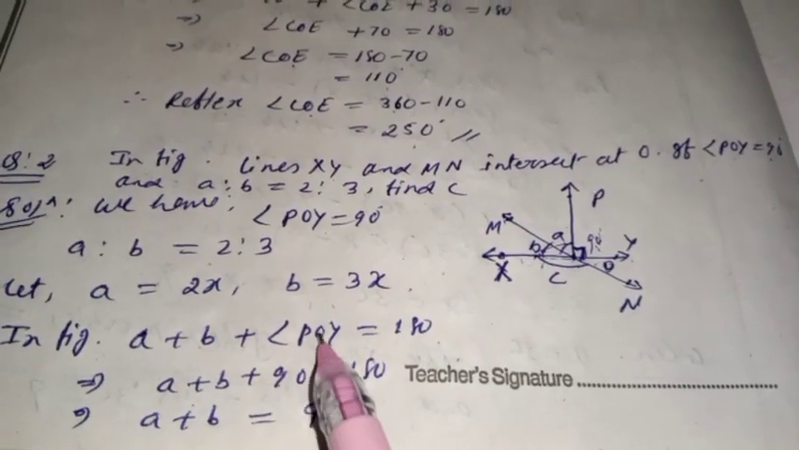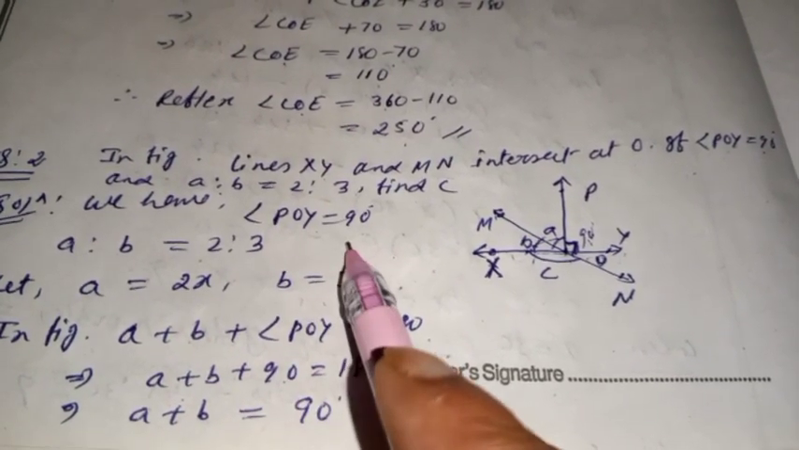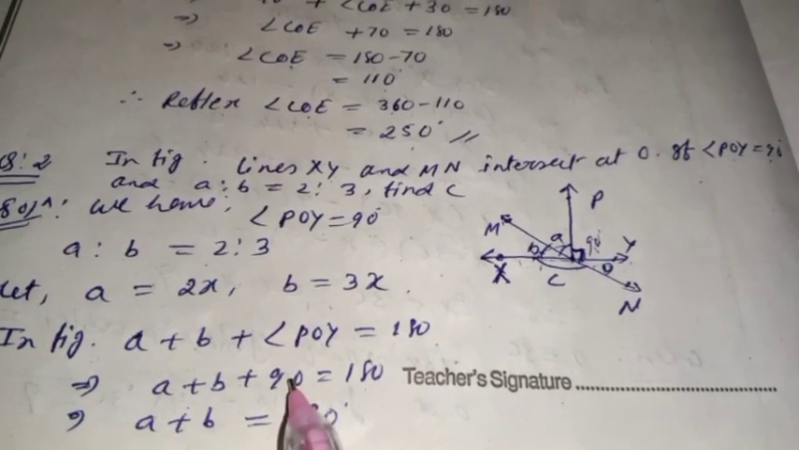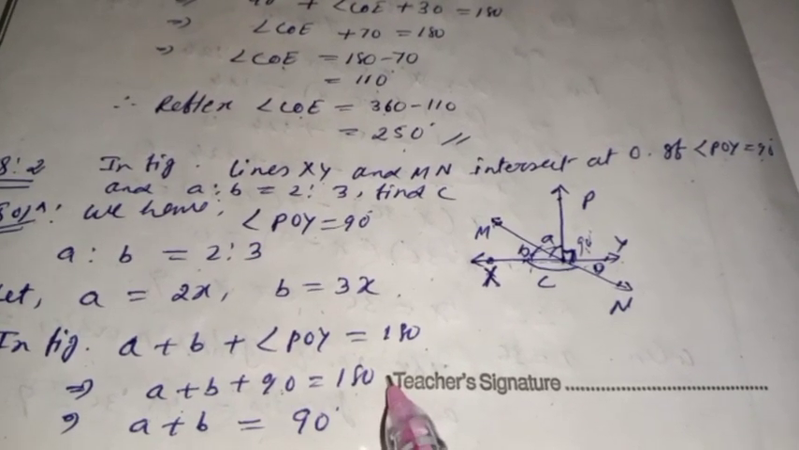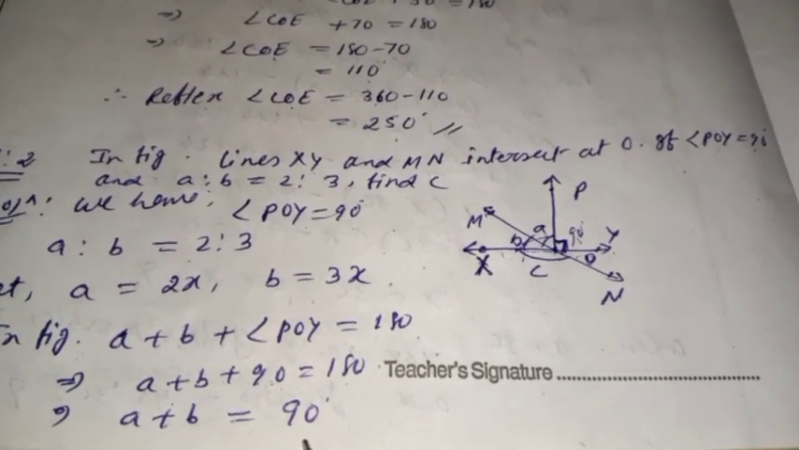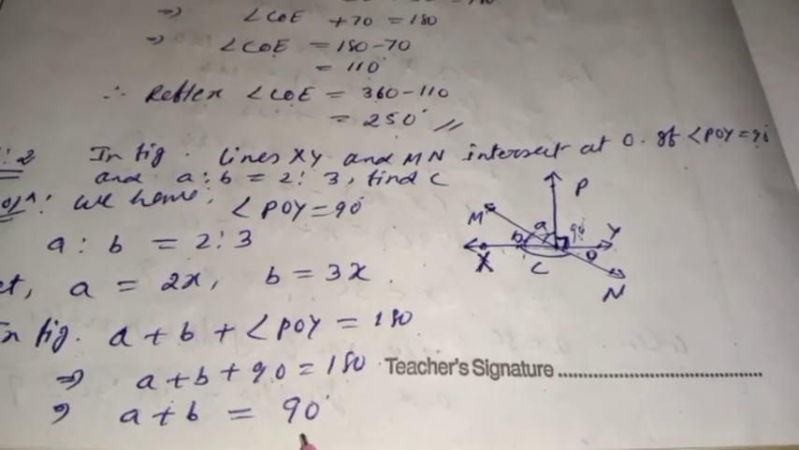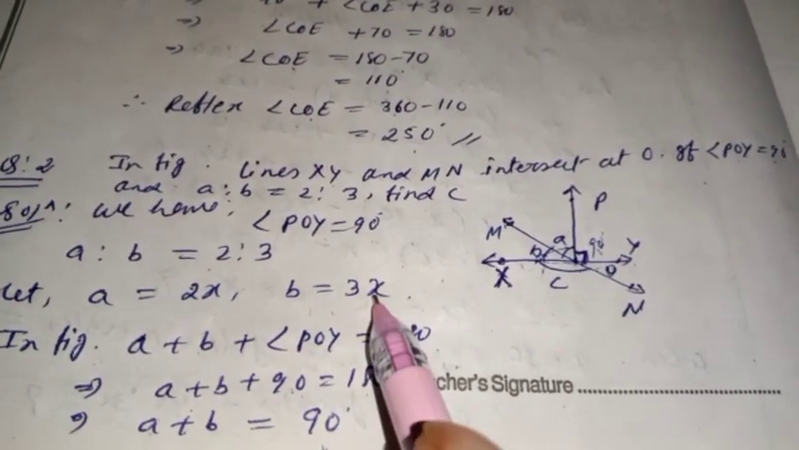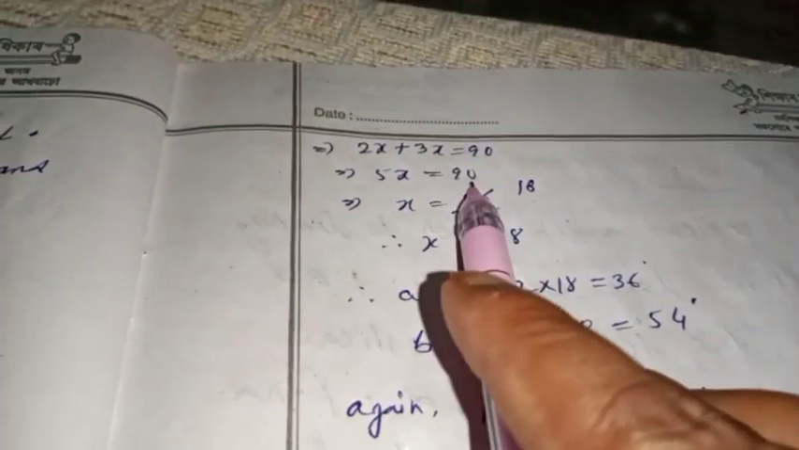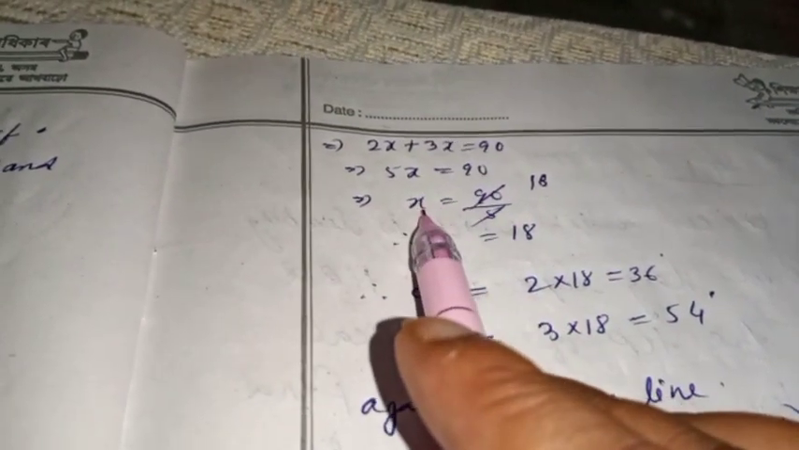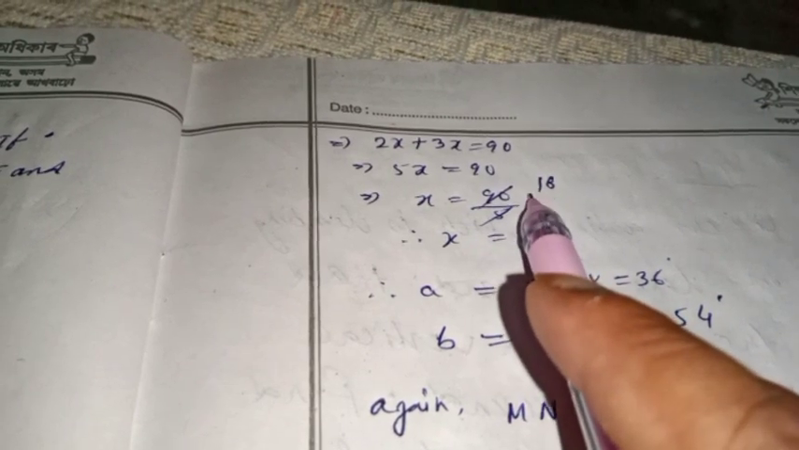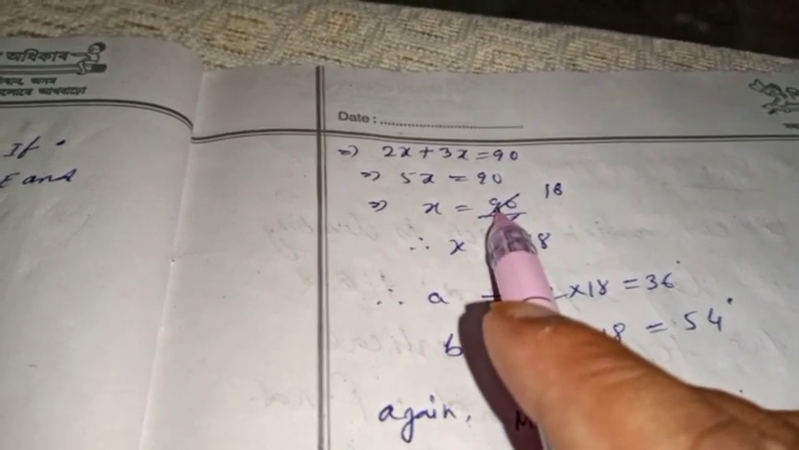POY is 90 degrees, it is given already. So if we transfer this 90 to the right hand side, it is 180 minus 90, which is 90. What did we take A as? Twice x, and B as thrice x. So twice x plus thrice x is equal to 90. So 5x is equal to 90. Now x is equal to 90 by 5. 5 ones are 5, what is left? 4. 40. 5 nines are 45.